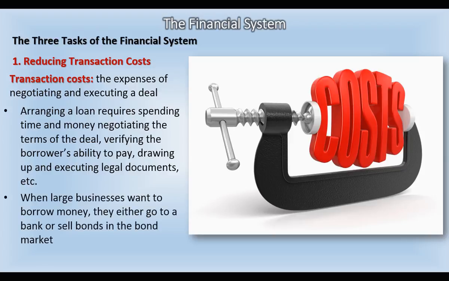When large businesses want to borrow money, they either go to a bank or they sell bonds in the bond market. If you're selling a bond in the bond market, you're basically selling a promise to pay back. So if you buy a bond from somebody, you're basically lending them money. And so you have the asset and they have the liability, which is that they have to pay you back. All right, so what this whole process does is consolidate transactions and minimize costs.